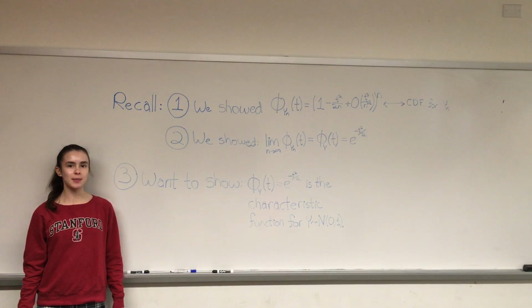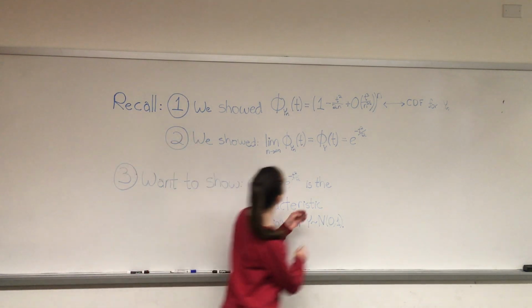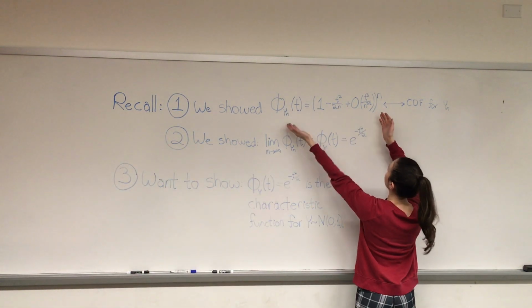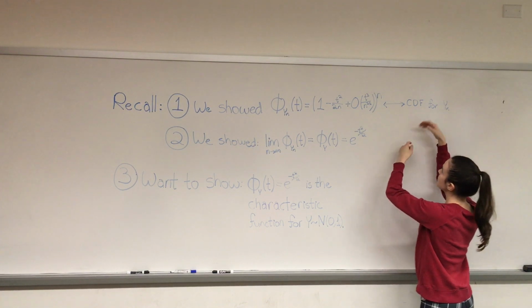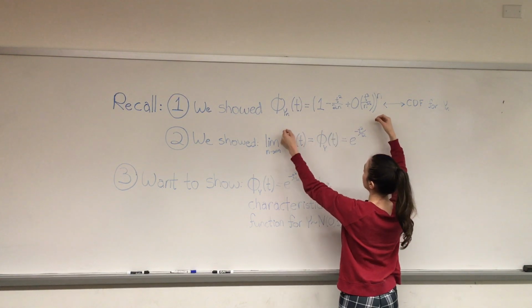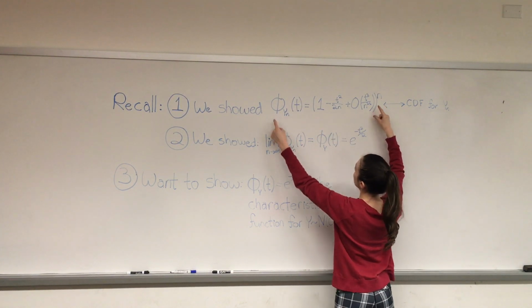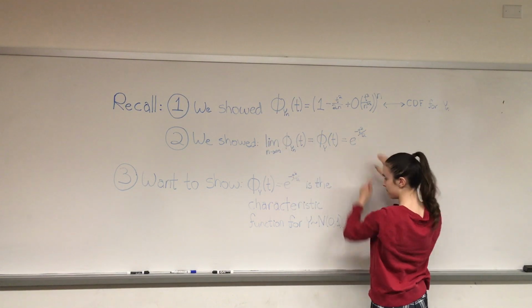So now that we've completed steps 1 and 2 of the proof, now we're going to go on to step 3. But first, a quick recap. In step 1, we showed that this is the characteristic function for when we have n samples of a random variable. Next, we showed that when we take the limit as n goes to infinity, meaning we're taking more and more samples, that this characteristic function converges to this characteristic function right here.